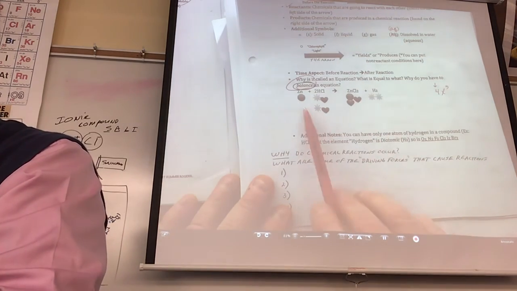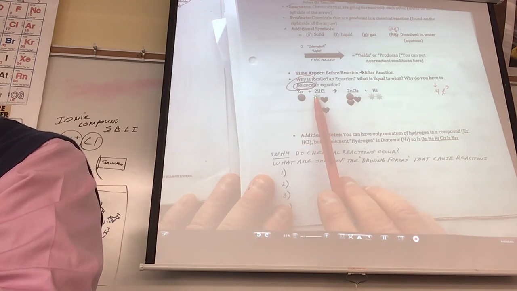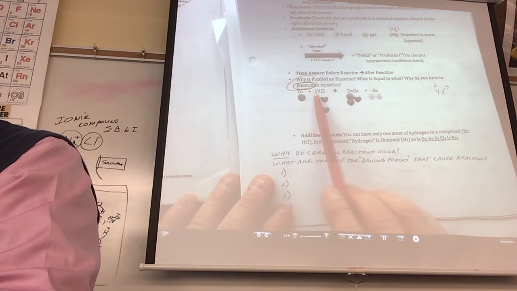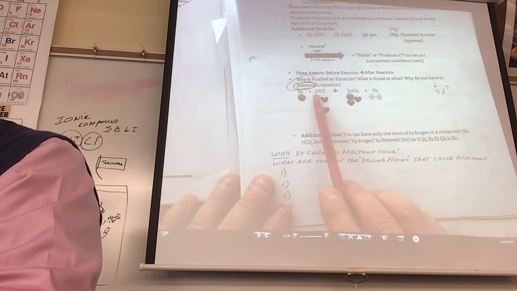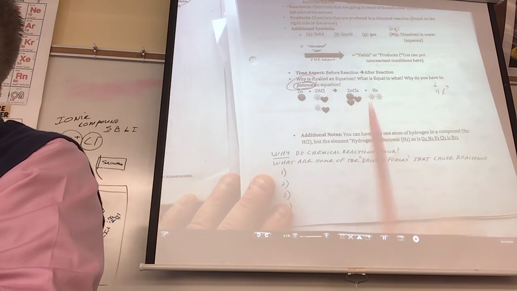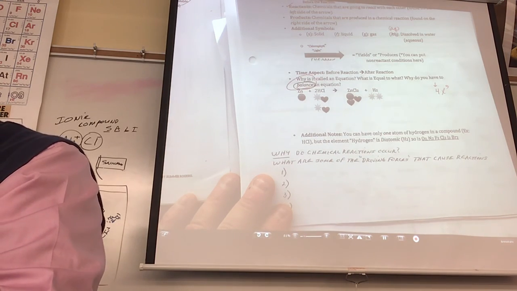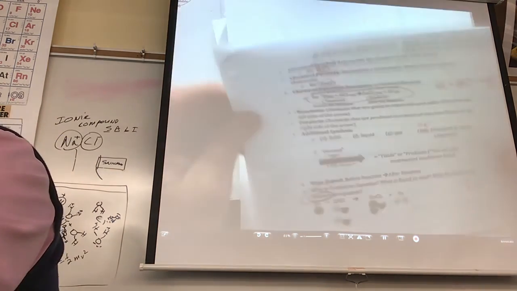And what we do, the way we balance the equation, is we put these numbers in front of this, which stands for two of these and two of those. And these are called coefficients, aren't they? So we use coefficients to balance equations. All right, is everybody with me so far?